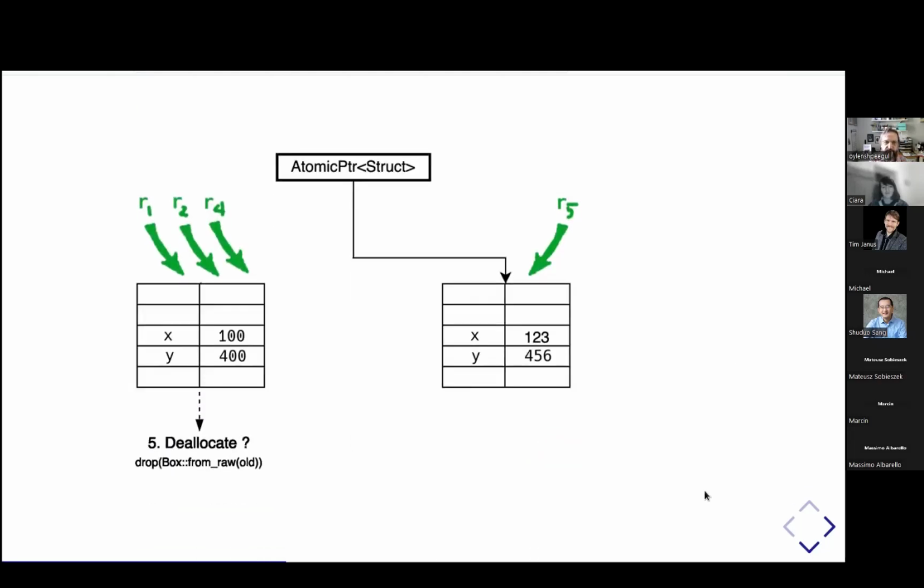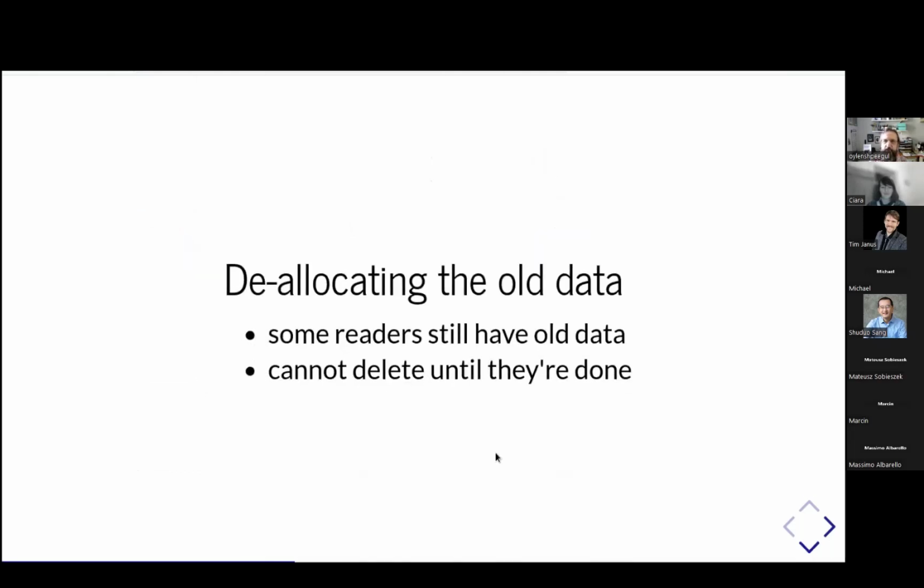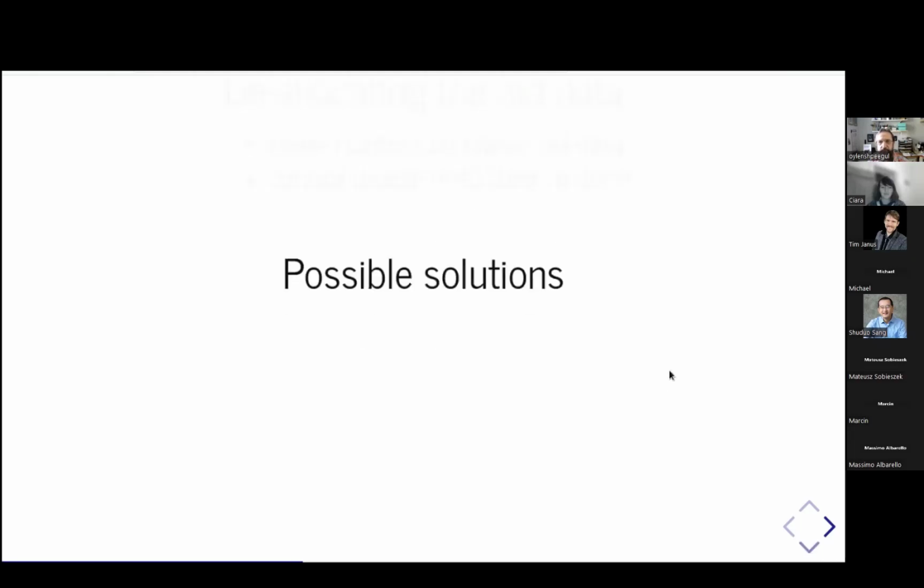And now the question is, when can we get rid of this? When can we deallocate the old data? And as the book points out, this is always the interesting part of RCU, even though there's no D in RCU. This is the interesting part, not the read, copy, update part. And here it is in words. We can't get rid of the old data until everybody's done reading it. So what can we do?